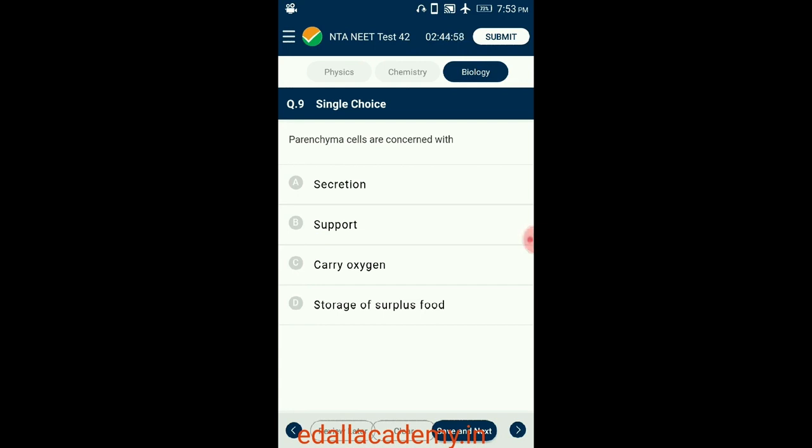In the rigid state, they give rigidity to the plant organs. In an emergency, they behave like meristematic cells and help in the healing of various plant injuries. Sometimes they store secretory substances, which are called ergastic substances, such as tannins, resins, and gums. They are called idioblasts. So the correct answer is option D, storage of surplus food.